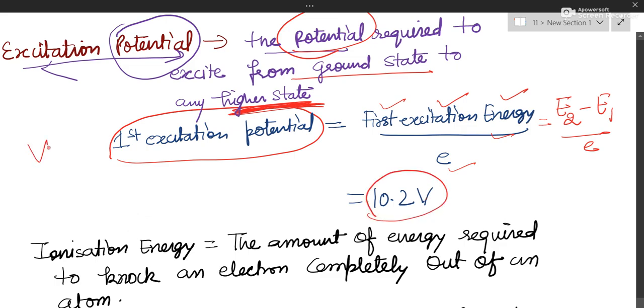And why are we doing so? Because it is equal to this. W is your energy, meaning excitation energy, and Q is e. You simply remove the e symbol from excitation energy and you will get potential.